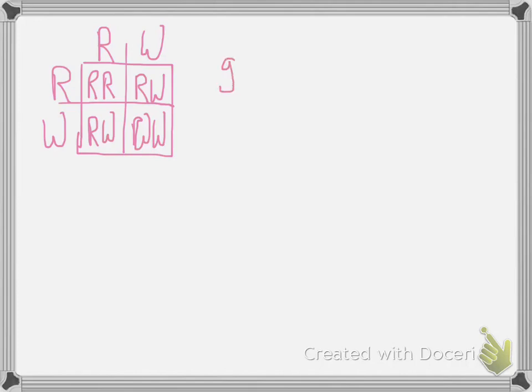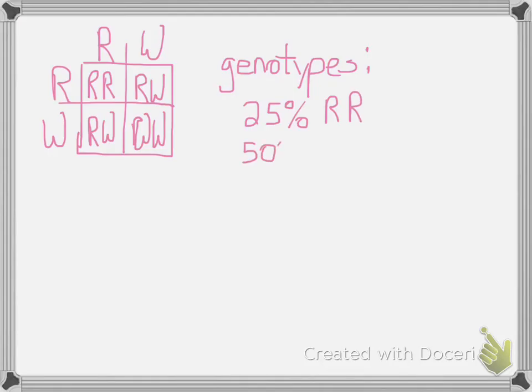Then we'll look at our genotypes from the offspring. And we have 25%, or 1 out of 4, of the RR, 50% is RW, and 25% is WW. So that we're reading it just like we read with the other ones. The phenotype is where we really see the difference.